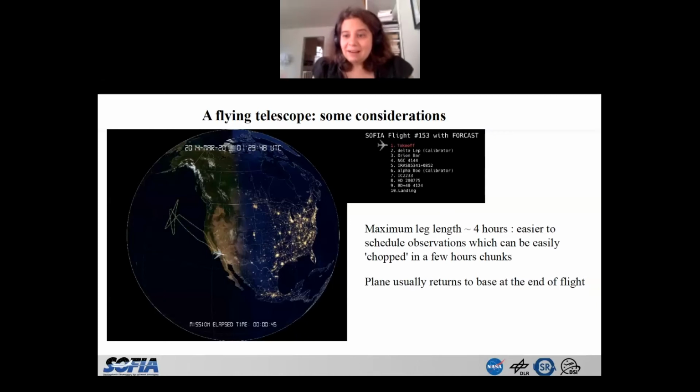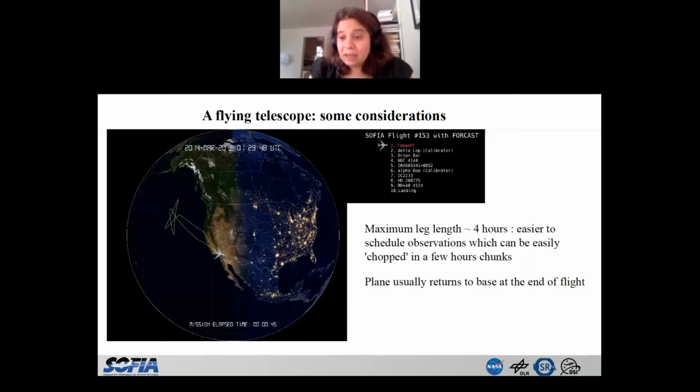So the maximum leg length, which is really a direction of the plane, is about 4 hours. And it's really easier to have observations being choppable in chunks of a few hours. So observations like long monitorings are especially challenging, so need to be very extra justified, which doesn't mean that your science isn't interesting, but it could be difficult to accommodate.